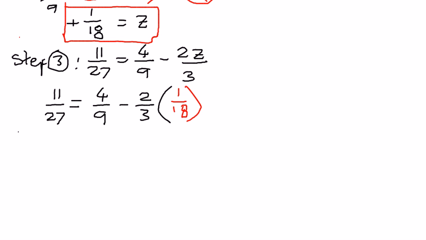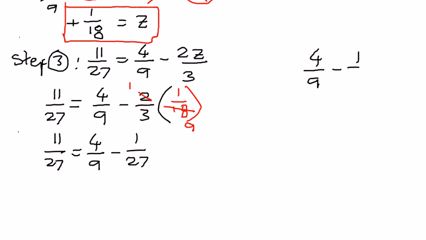Okay, now we can simplify this expression some more. So let's write this. 11 over 27 is equal to 4 over 9 minus, and we're going to simplify this. 18 is a multiple of 2. 2 times 1 is 2, 2 times 9 is 18. So therefore we can write this as 1 times 1 is 1, 9 times 3 is 27. So we want to simplify the right hand side, where we have 4 over 9 minus 1 over 27.